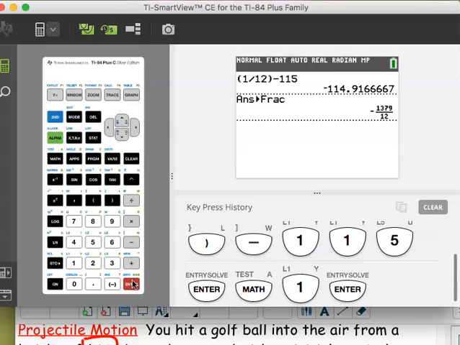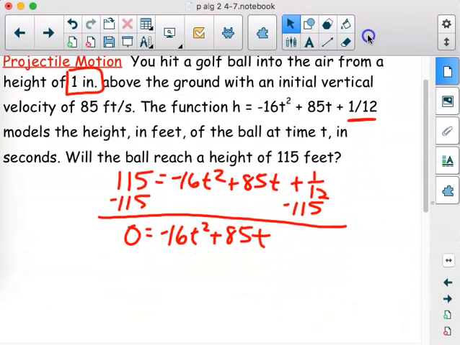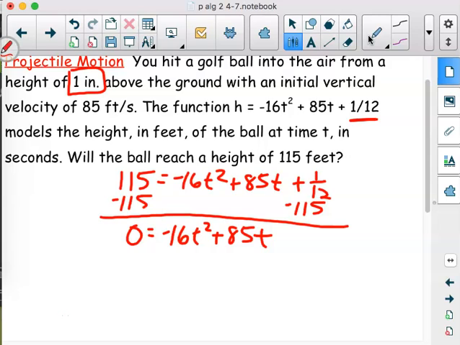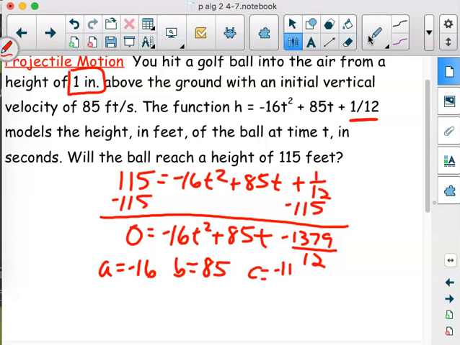Negative 1,379/12. So we'll probably be using a calculator for this one. Because our A is negative 16, our B is 85, and our C is negative 1,379/12.